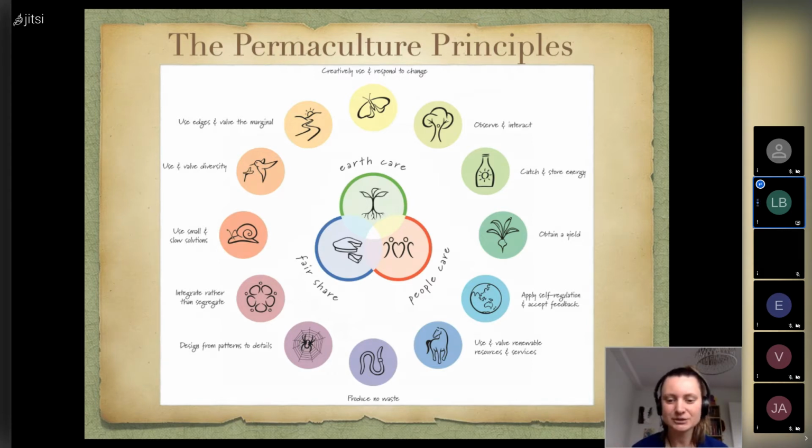The next one is use and value renewable resources and services, which is a picture of a horse. Then there's produce no waste, which is a picture of a worm. Design from patterns to details, which is a picture of a little spider on a web. And I just want to pause really quickly at this principle, because this one's really, really important.